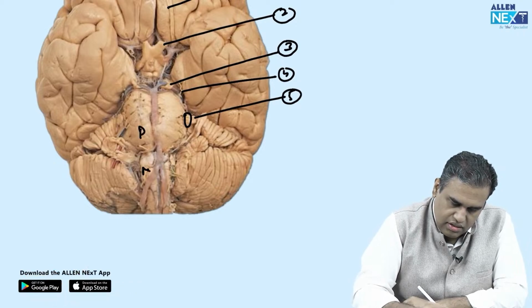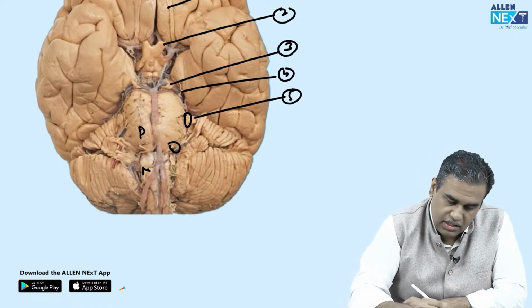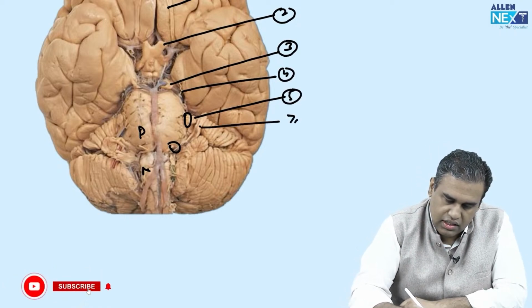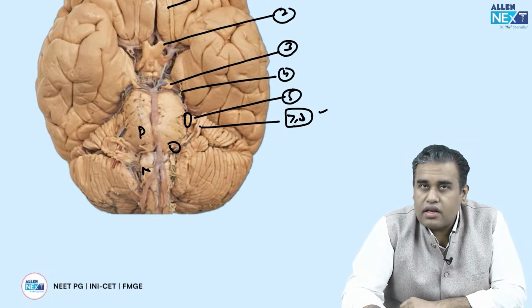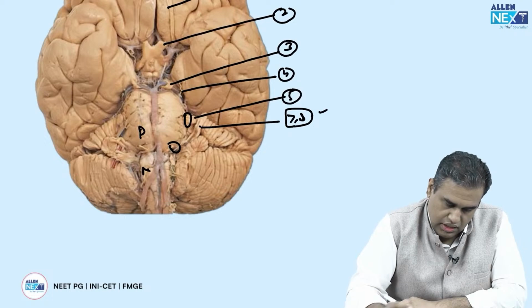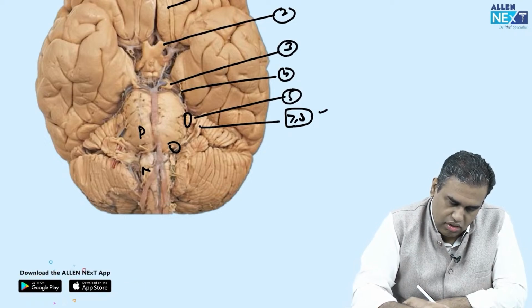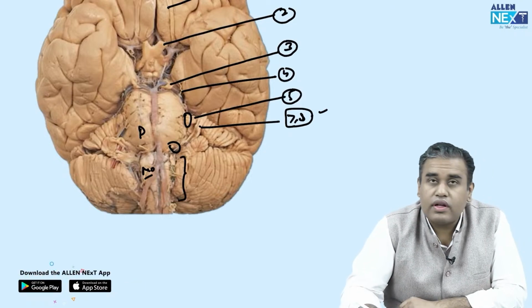And from here, there's a group of 6th, 7th, and 8th. The 7th and 8th are probably condensed over here because they have to go through a common opening known as the internal acoustic meatus. Then we have this area, medulla oblongata, and here we have the 9th to 12th nerves.